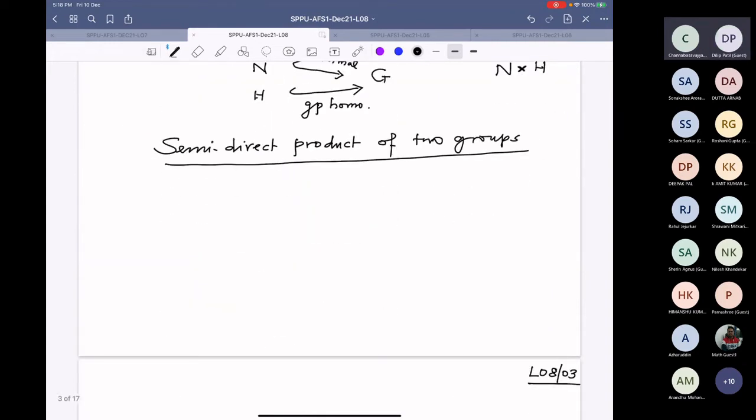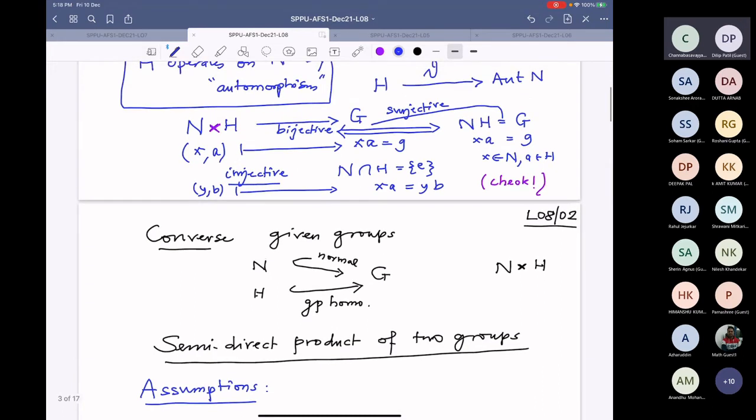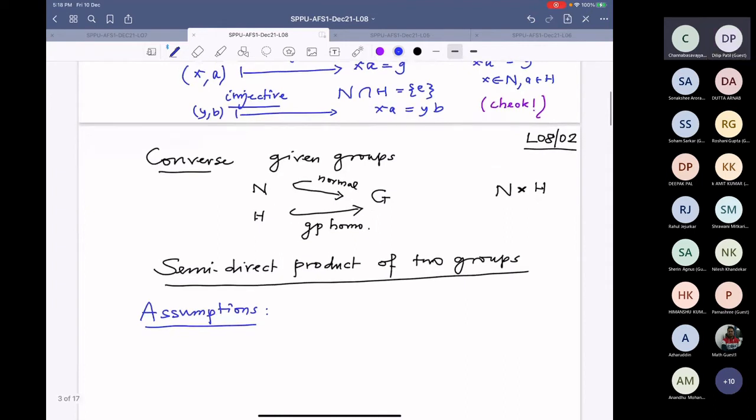So what are the assumptions I am making now? The assumptions I am making are the following. And whatever assumptions I make, those assumptions should be satisfied in this original case. Only then is it called a generalization of the known case. All right, so the assumptions are the following.